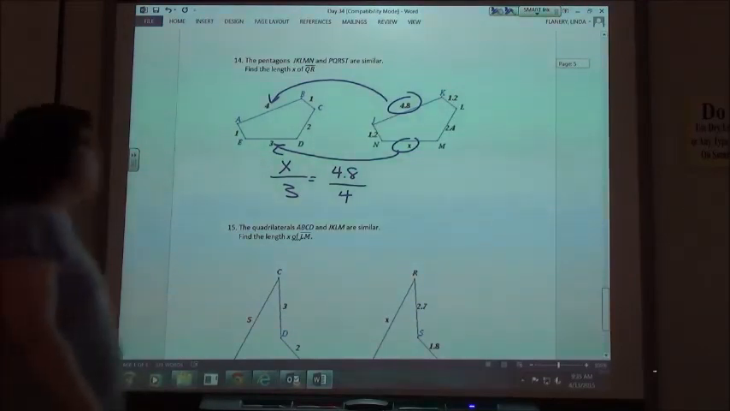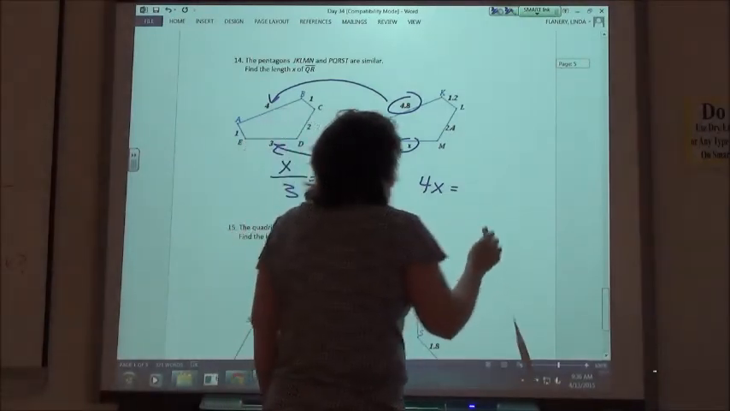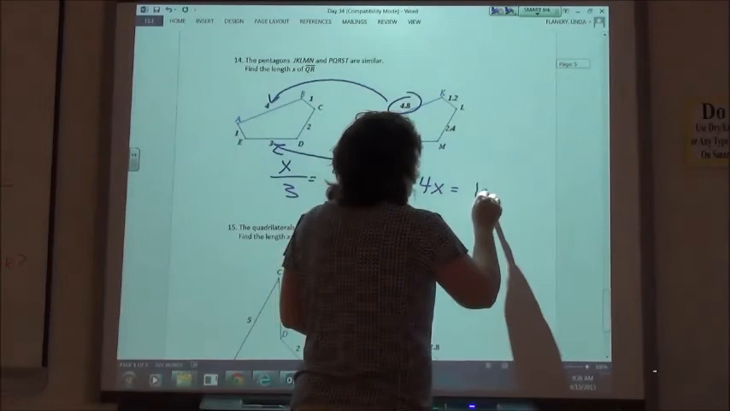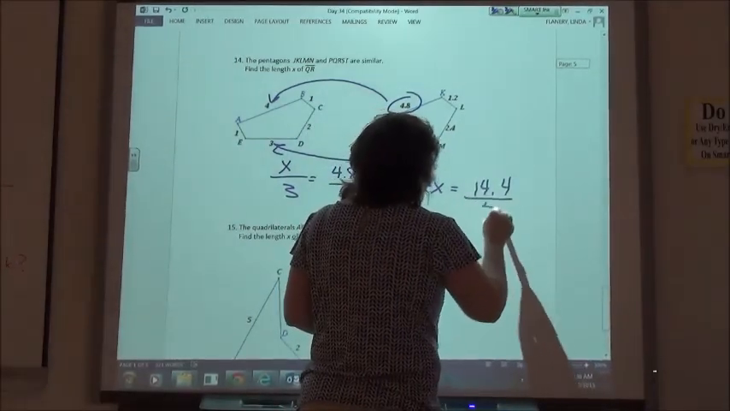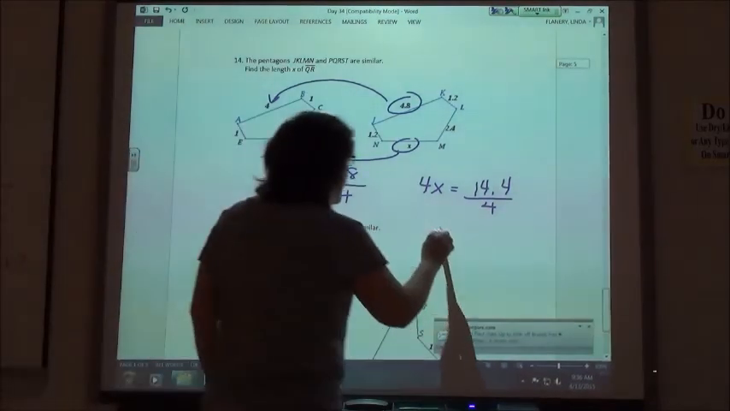And so I would say 4x equals 14.4. 14.4, and divide that by 4, 3.6.